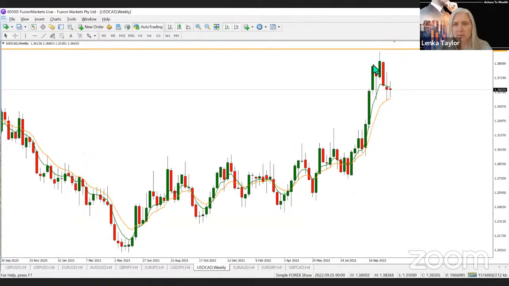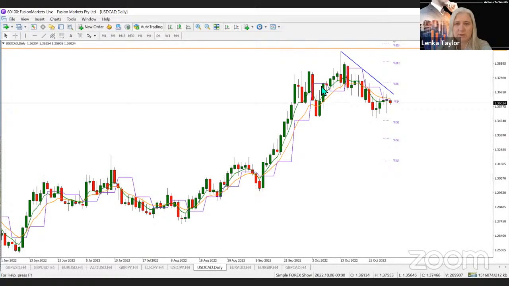On the weekly, we're currently in that range going sideways. Once that range is broken, then that will give us the direction. On the daily, again, we can see that at the moment we're in that range. Currently, the price is trending down. So any pullback to the top of that trend line, I would be looking for short opportunities.